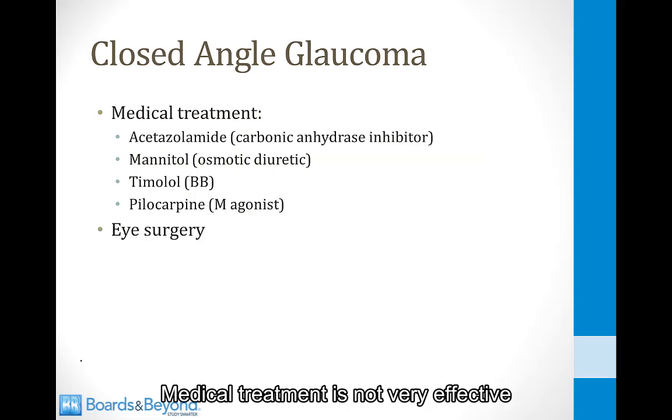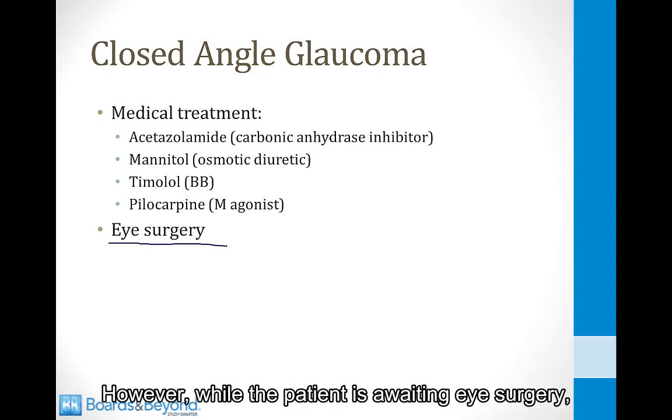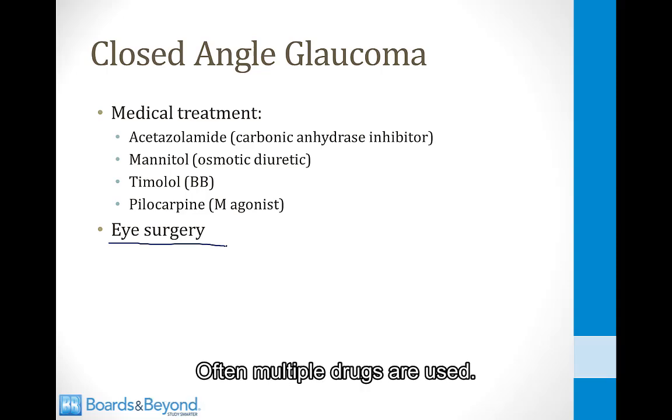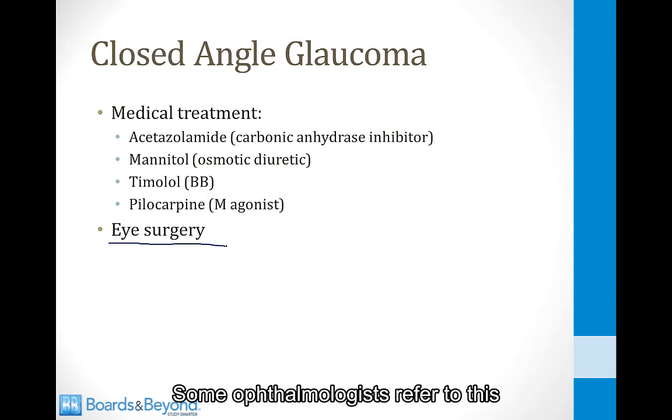Medical treatment is not very effective for closed-angle glaucoma. The definitive therapy is eye surgery. However, while the patient is awaiting eye surgery, medical therapy is often tried in order to temporarily lower the pressure and stave off some of the complications. Often multiple drugs are used. Some ophthalmologists refer to this as the kitchen sink approach of treating closed-angle glaucoma while the patient is awaiting surgery.